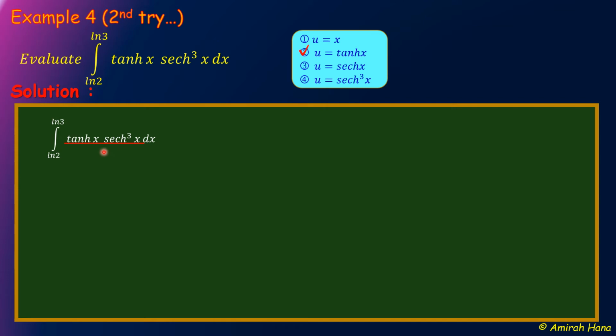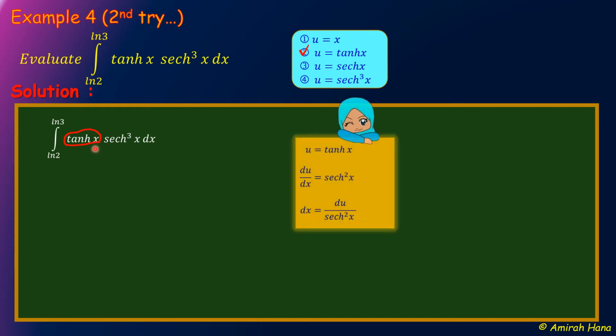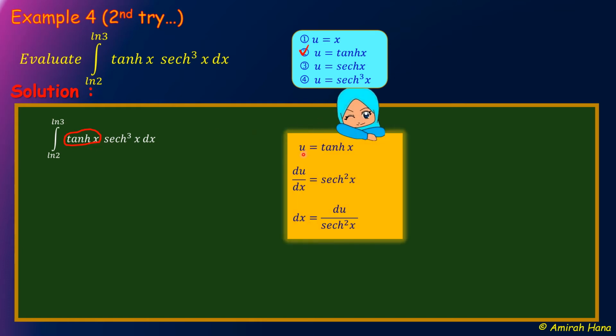Alright, so from here, after we choose u, the first thing we must do is define u. Now we define u equals tanh x, and after that we need to find du over dx. Why do we need to find du over dx? Because when we use u substitution to integrate, we need to write all terms in variables u and du. So to make the symbol du, we need to differentiate.